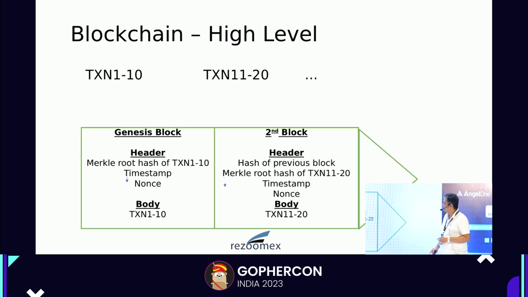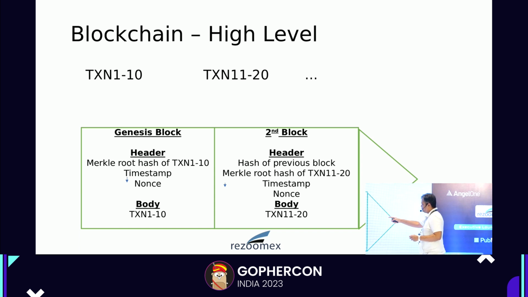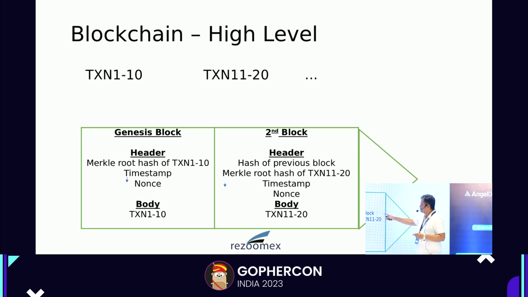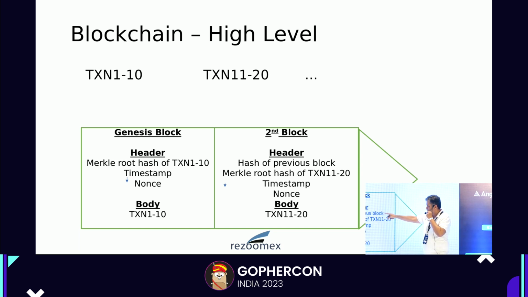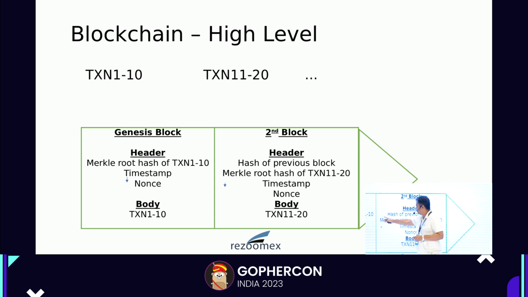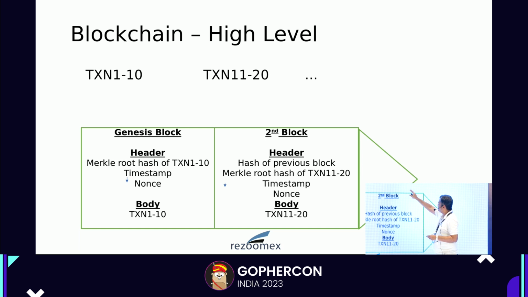So again, this is a very simple diagram of how transactions get recorded in a blockchain. So normally, the first block is the genesis block. That is where the blockchain will start. So let's say the first 1 to 10 transactions we are storing in this block. Then the next block is storing the 11 to 20 transaction numbers.